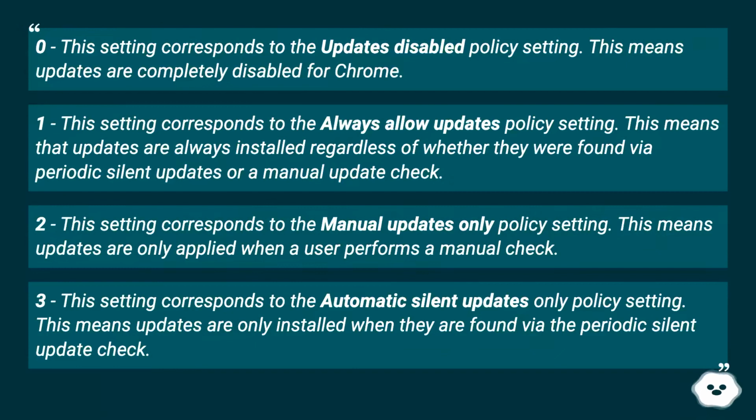0. This setting corresponds to the updates disabled policy setting. This means updates are completely disabled for Chrome. 1. This setting corresponds to the always allow updates policy setting. This means that updates are always installed regardless of whether they were found via periodic silent updates or a manual update check. 2. This setting corresponds to the manual updates only policy setting. This means updates are only applied when a user performs a manual check. 3. This setting corresponds to the automatic silent updates only policy setting. This means updates are only installed when they are found via the periodic silent update check.